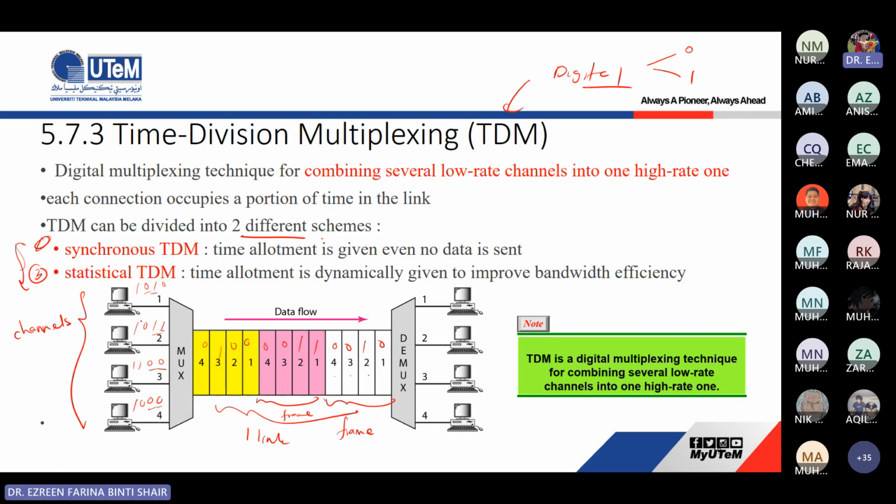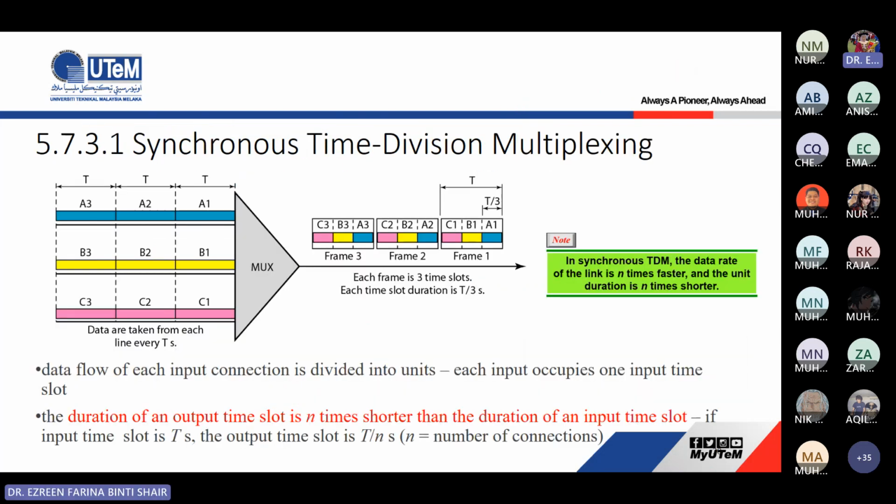So from parallel data like this, you have serial data. And then you have the demultiplexer to get this data back. So you have 101, 1011, 1100, and 100. So this is the process of time division multiplexing. This is what I explained just now.